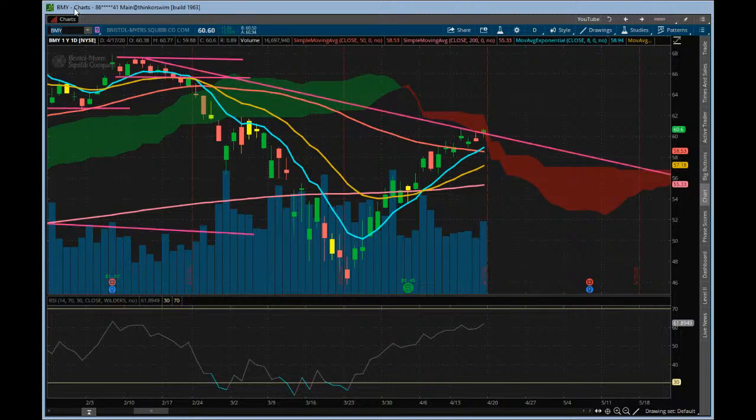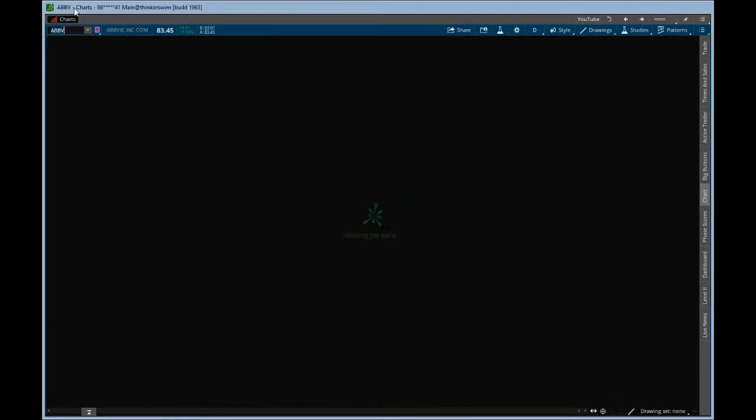BMY. Good. Yeah, just got over its macro trend line right there at the cloud. Good volume. Let's see if we can get out of the cloud with a good candle, get some follow through to the upside. That'd be nice.